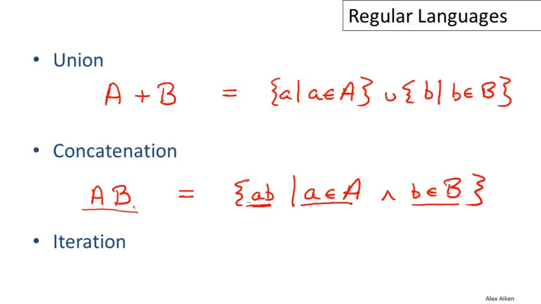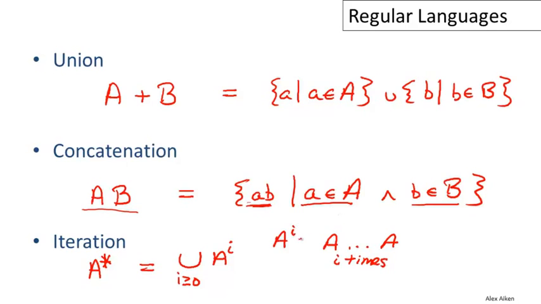and that's the language A concatenated with B. And finally, there's a kind of looping construct. This is pronounced A star, or it's called the Kleene iteration, or the Kleene closure. And A star is equal to the union for I greater than or equal to 0 of A to the ith power. And what's that mean? Well, A to the ith power is just A concatenated with itself I times.